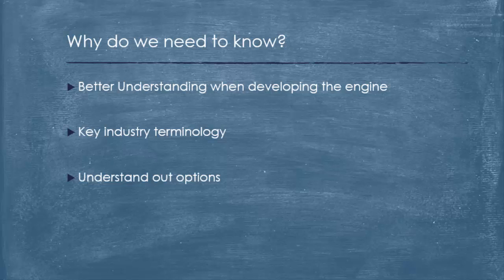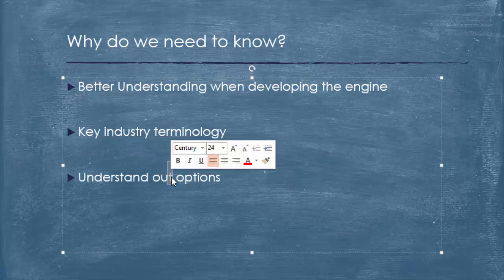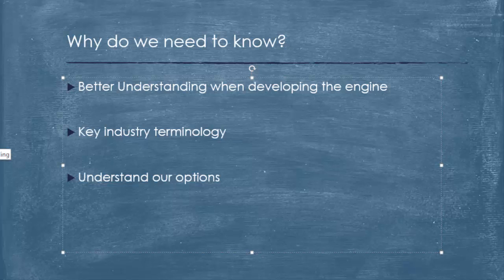terminology of the industry. For example, what meshes are and vertices. They're just some of the geometric modeling terminology that you'll come across. And we also need to understand our options, and that was spelled wrong. Once we understand the options that we have, we will know which one will be best for us to implement.